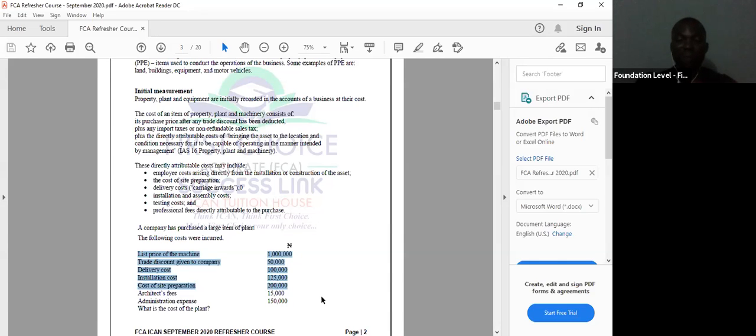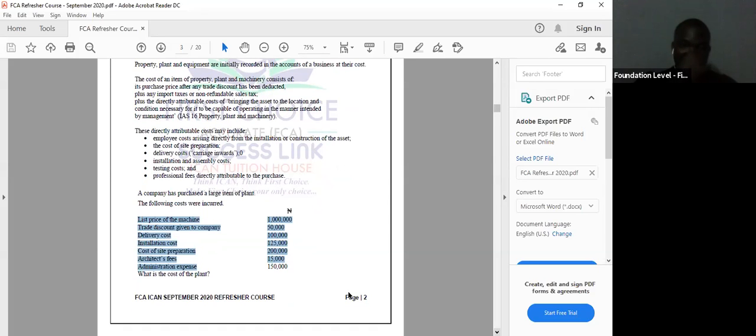So it's actually part of it. Architectural fee as well is also part of it, because it's directly related to the purchase of plant. Then we have administration expenses. These administration expenses are not part of the cost of plant, because whether we purchase the plant or not, we are still going to incur the administration fee. So that 150 will not be part of the cost of plant.